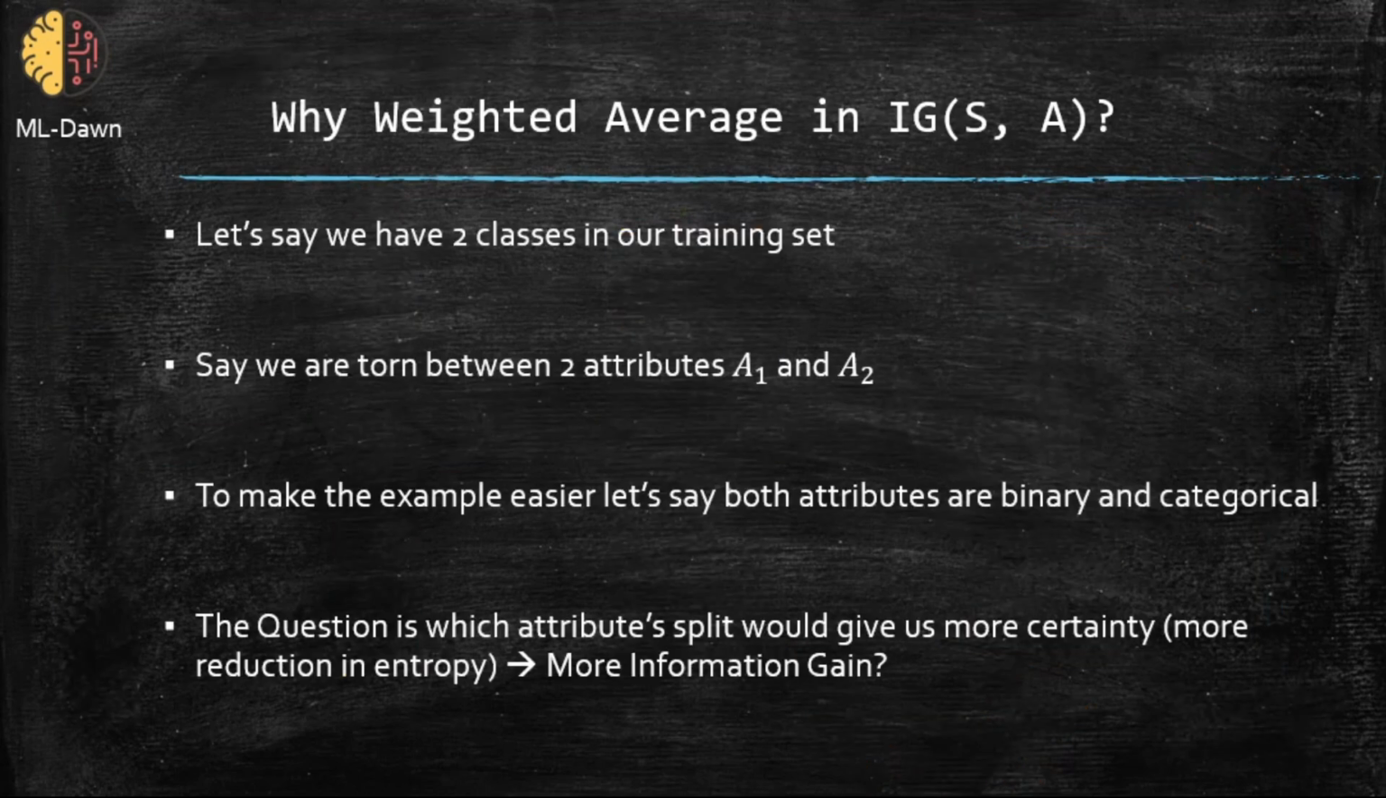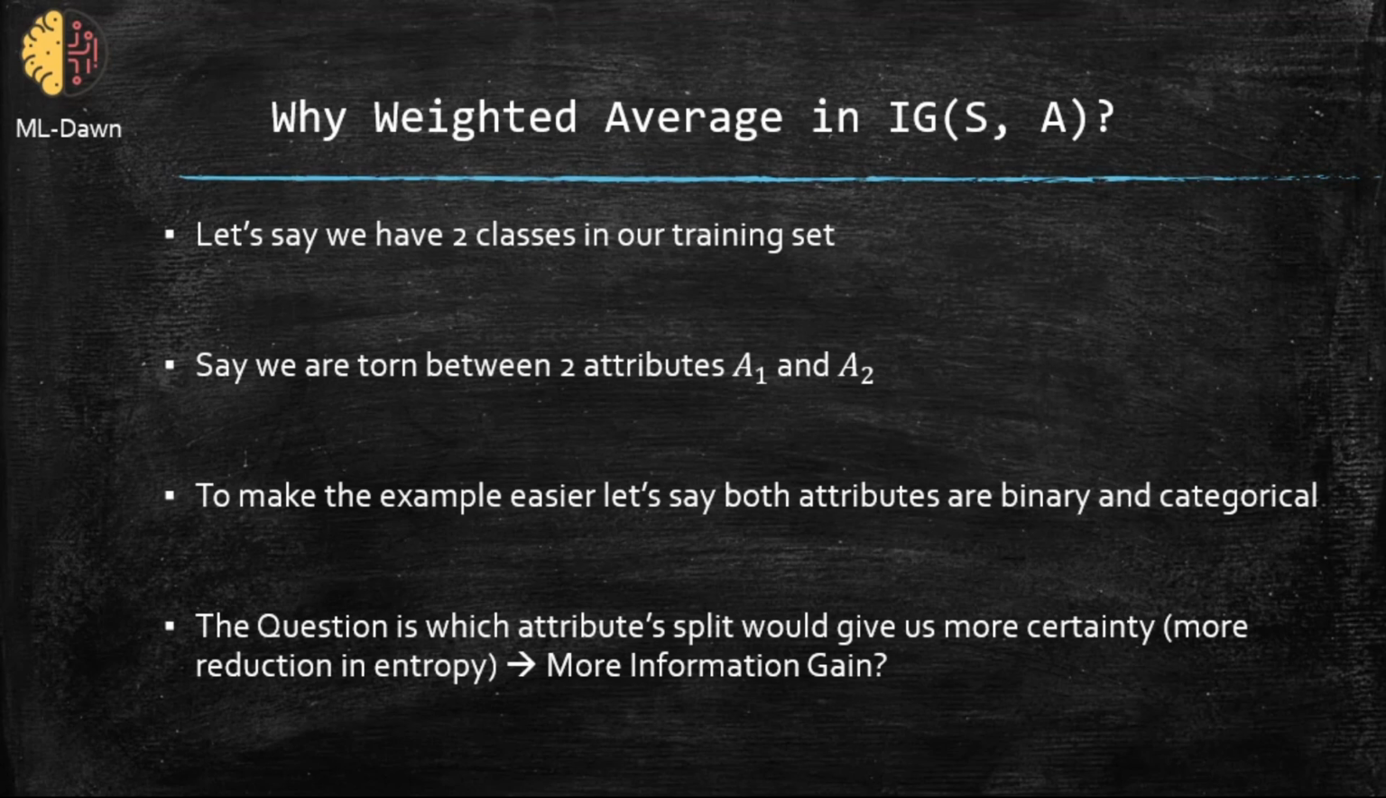So the final question that I've seen people ask a lot, and there are not many good sources out there, at least I couldn't lay my hands on. After a little bit of research, I came up with the following example that I think captures the answer to this question: why do we do a weighted average to compute information gain?